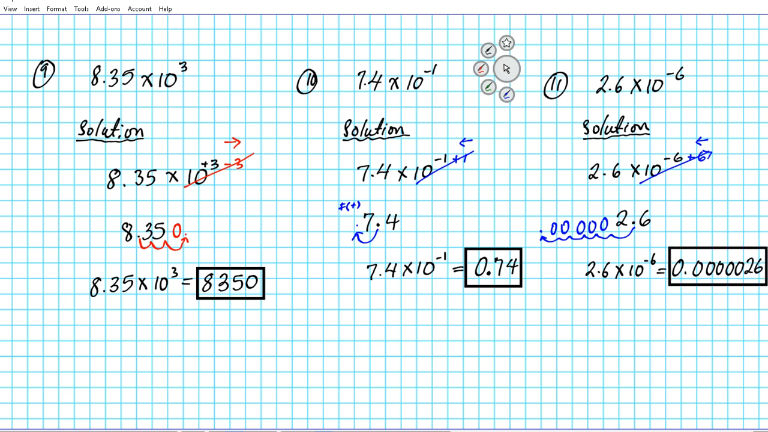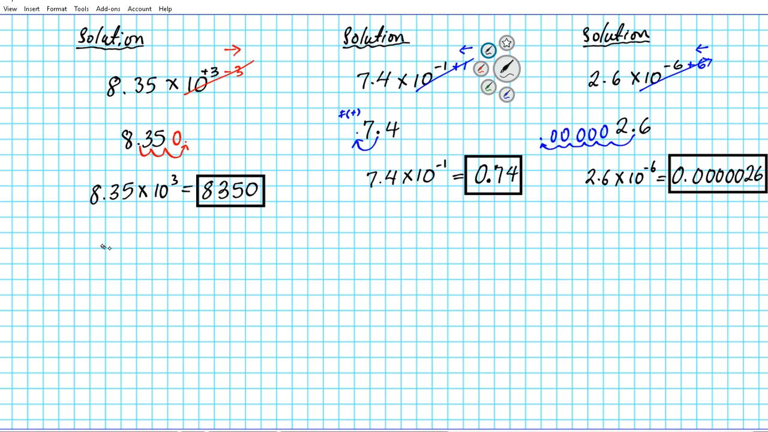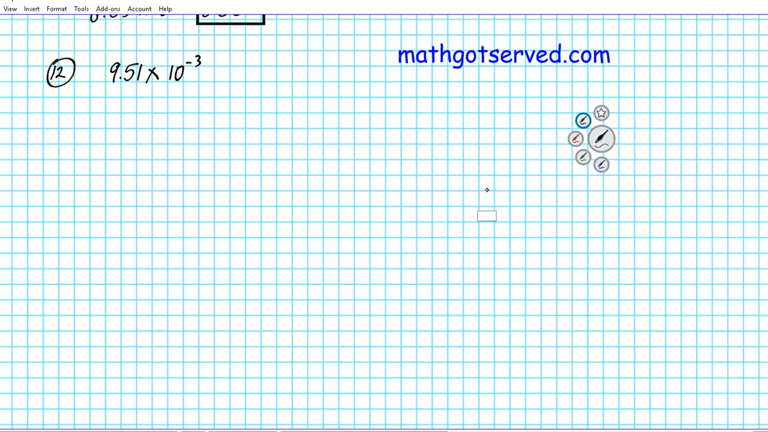Let's take a look at one more example. What if we have for number 12 9.51 times 10 raised to the negative 3 power? Alright, let's do it. So to do this one right here, we want to write this number that's in scientific notation. We want to write it in standard notation.